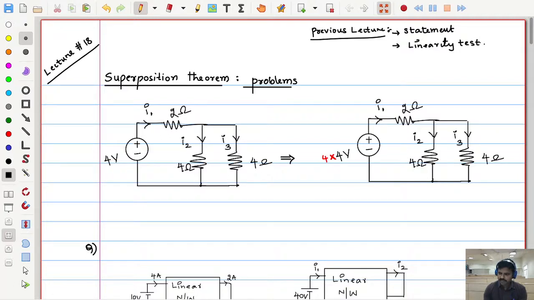In the previous lecture, we had seen the statement of the superposition theorem. The superposition theorem states that the algebraic sum of the responses caused by the individual sources is equal to the total response when all sources are acting together. This theorem is applicable only to linear networks. We had seen in the last session the linearity test.